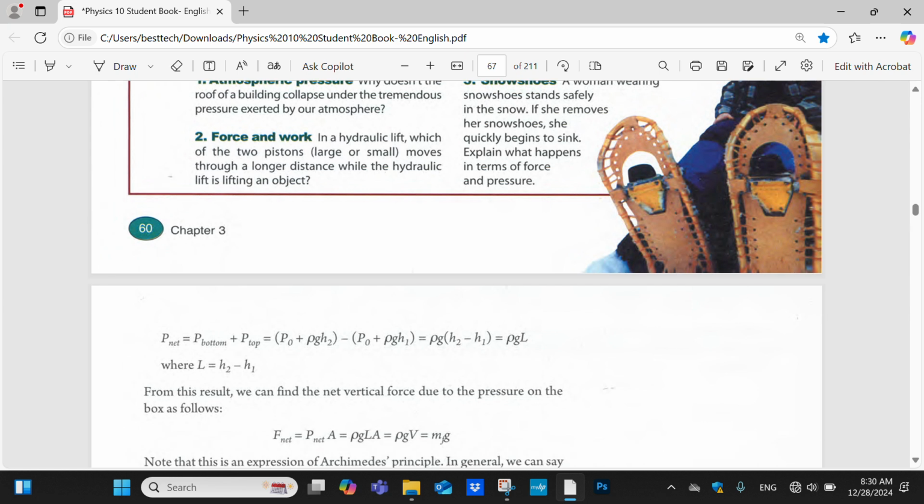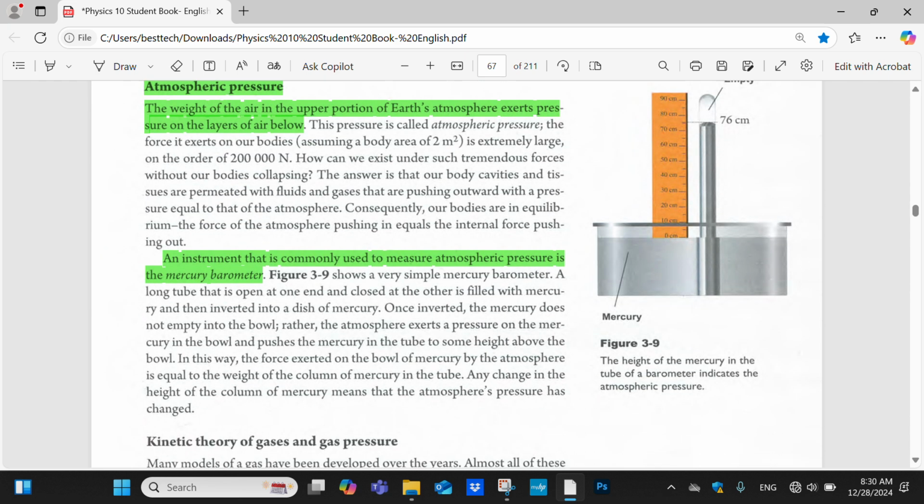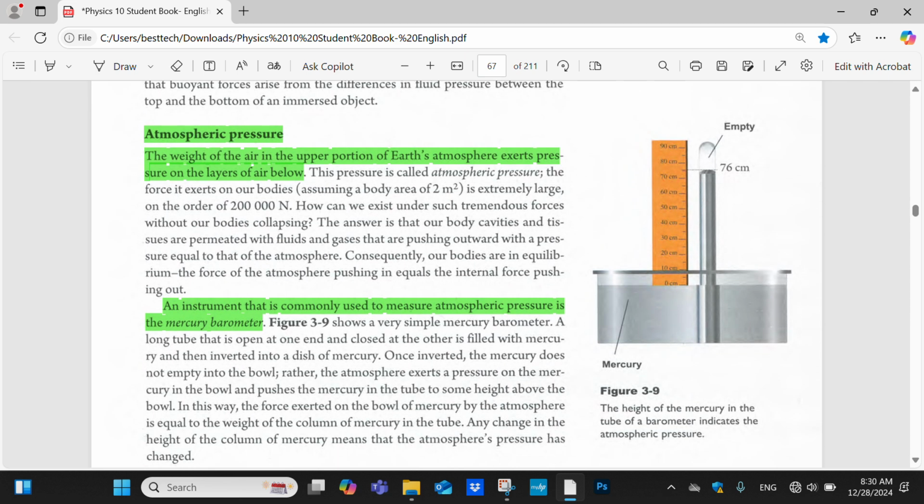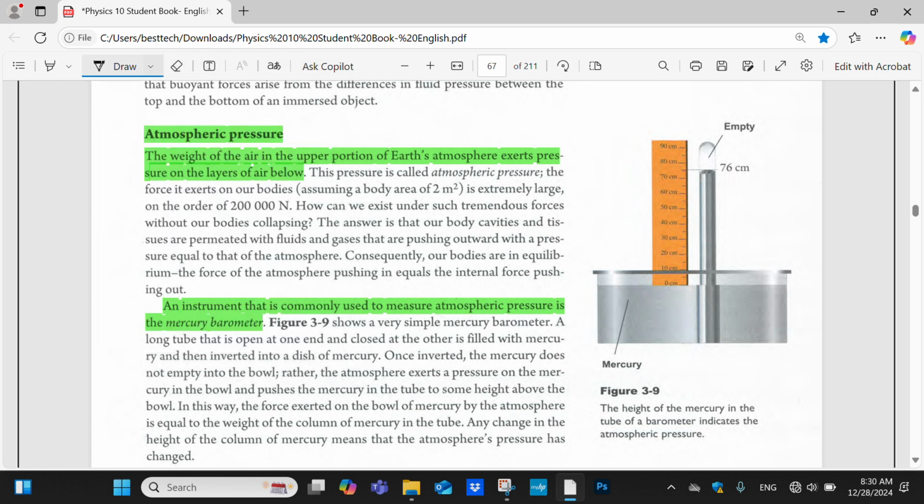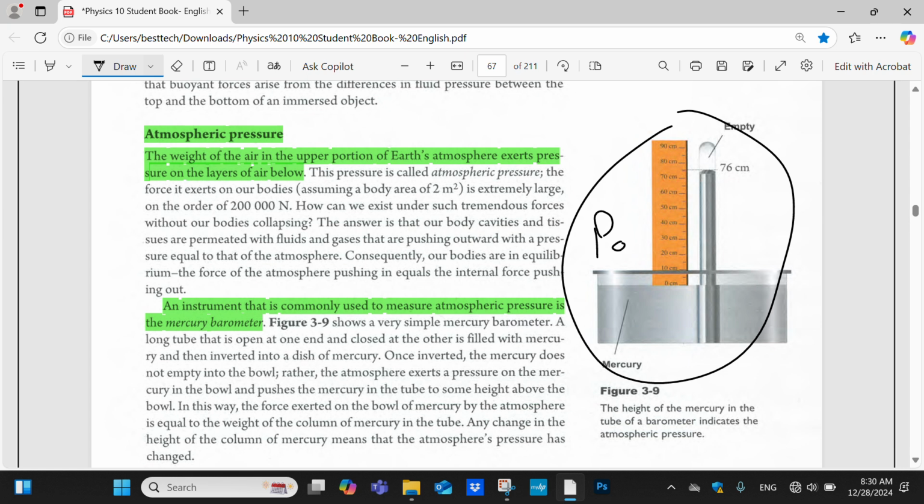Okay. In this page we have this device. This device is called a mercury barometer. This device is used to measure the atmospheric pressure. Now I told you what atmospheric pressure is. This is atmospheric pressure, the pressure of the air.